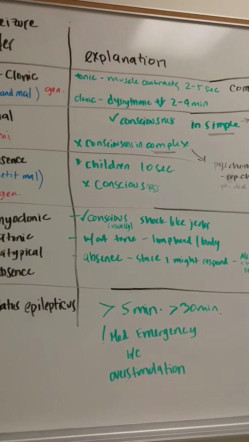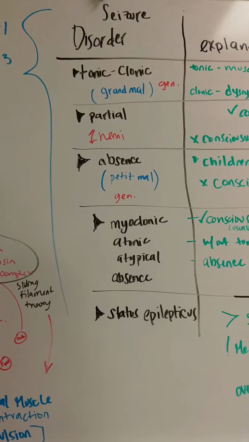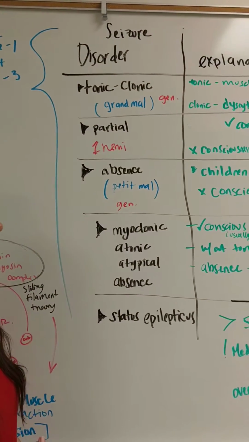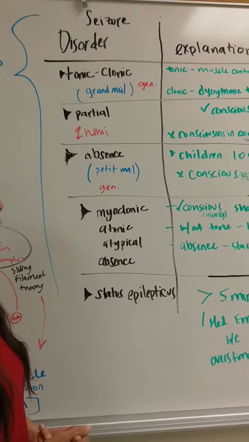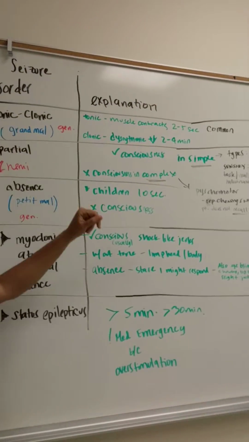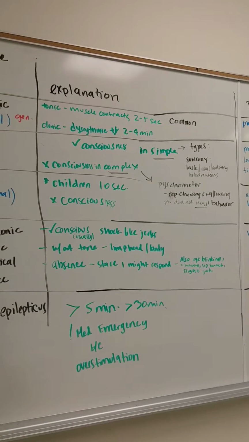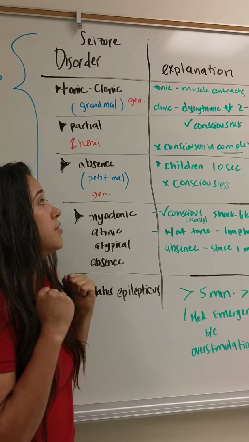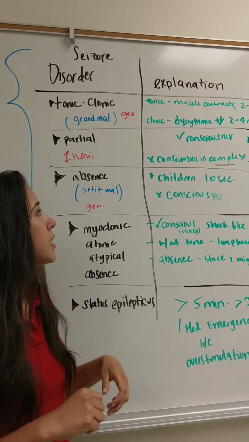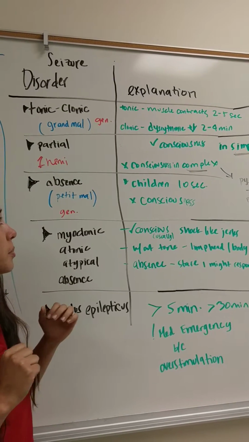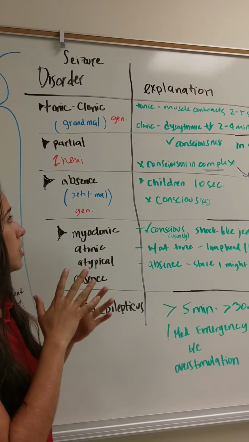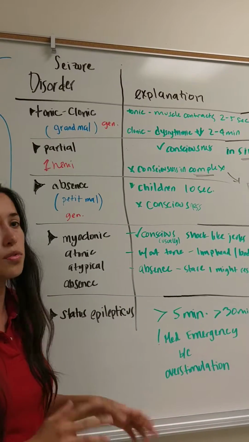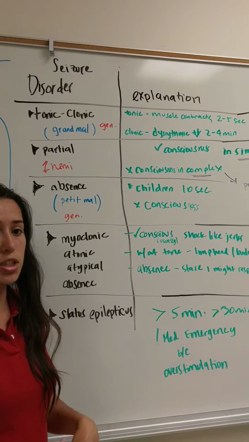So let's start off with the first one, tonic-clonic, also called grand mal, and it's under generalized seizures. Generalized seizures involve two hemispheres of the brain, and what tonic-clonic presents as is the tonic phase. There's muscle contraction, so you're just contracted for 2 to 5 seconds. You're going to see the people contracted, and the clonic part is that after the muscle contracts, you're going to have random dysrhythmic contractions for around 2 to 4 minutes. This is the most common type of seizure.